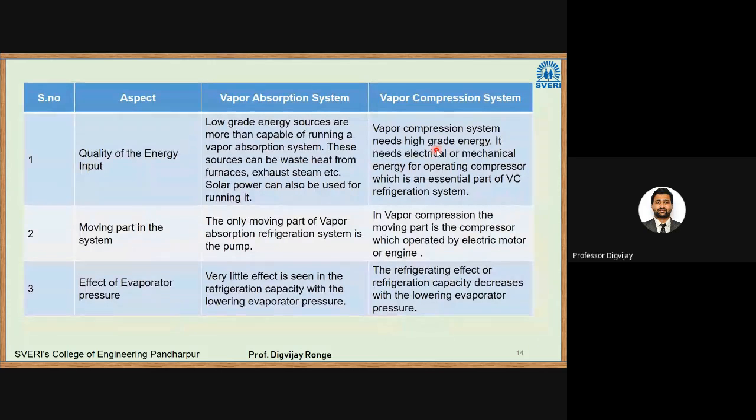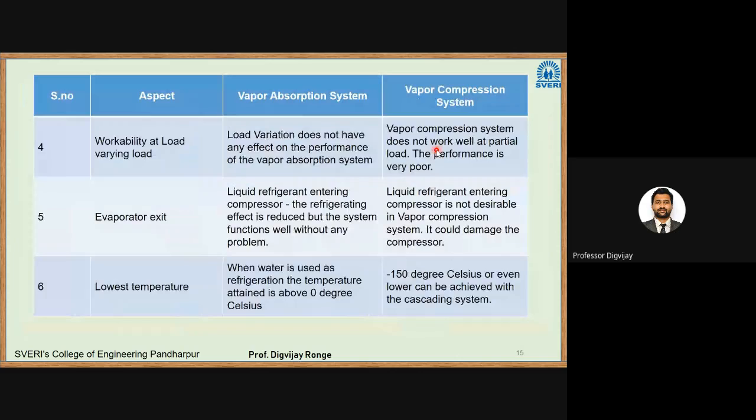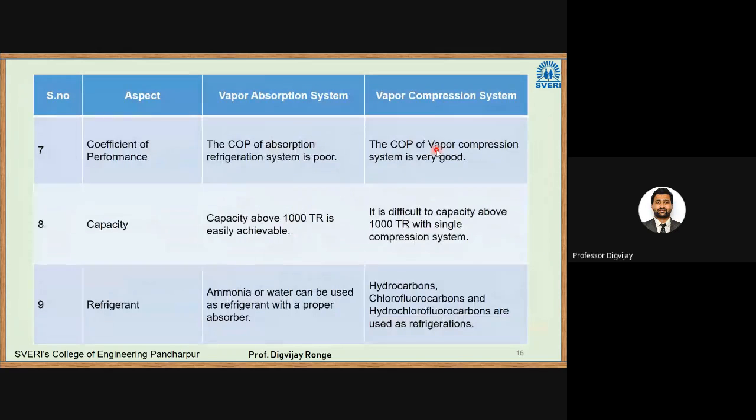Then we saw some differences between these two. In this case, COP is less for the VRS, and a capacity of 1000 TR we can achieve with a simple VRS system, but for the same capacity of 1000 tons, we have to go for a multi-stage system in VCRS.